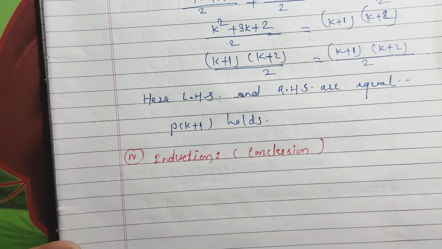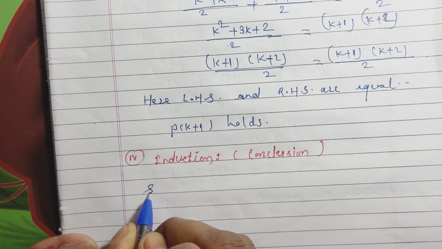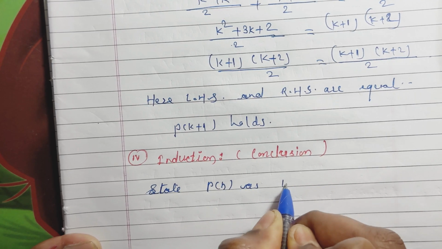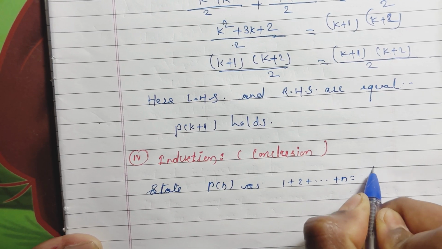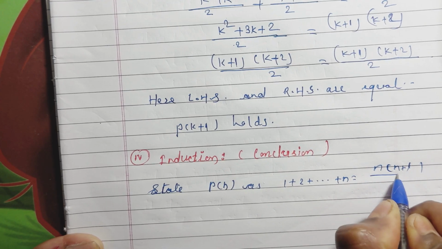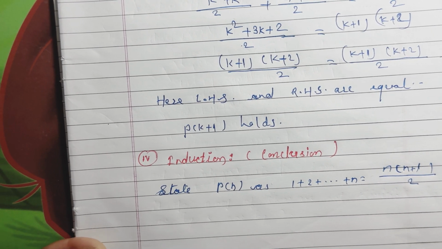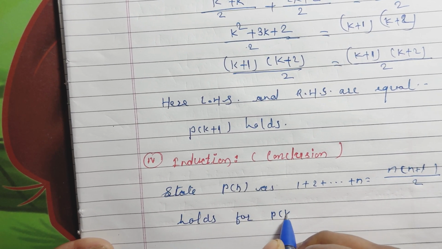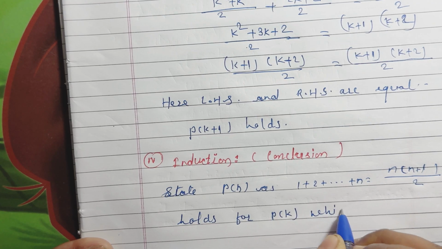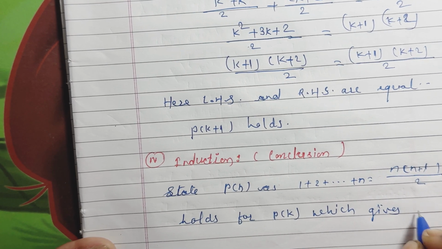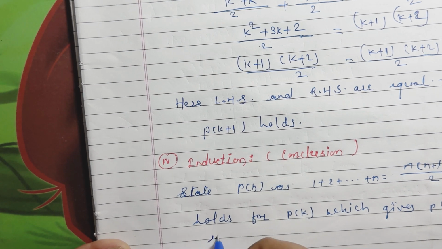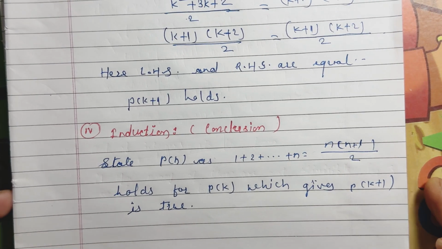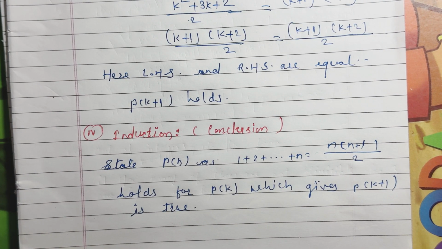So the statement p of n, 1 plus 2 plus up to n is equal to n into n plus 1 by 2, holds for p of k, which gives p of k plus 1 is true. This one is our conclusion. In the conclusion, we conclude what we actually proved in our entire example.